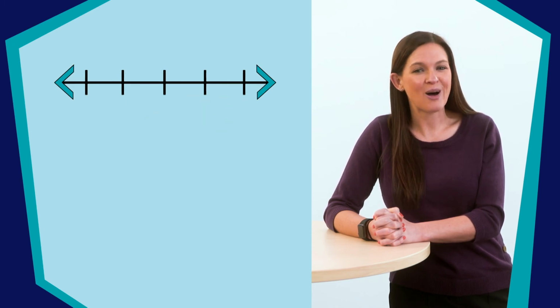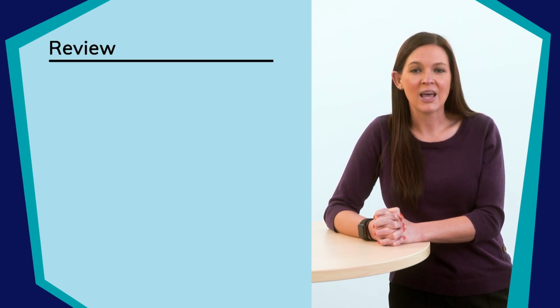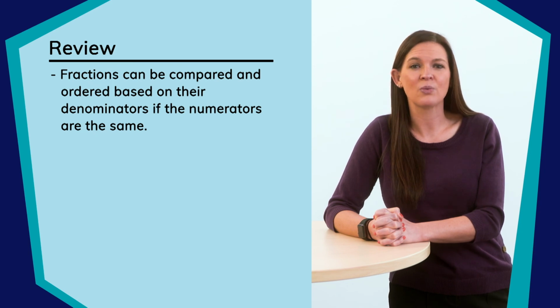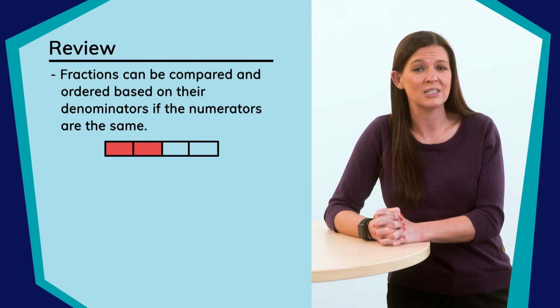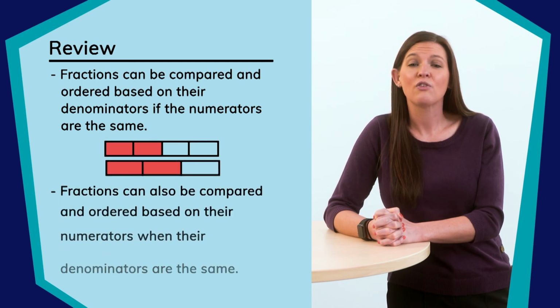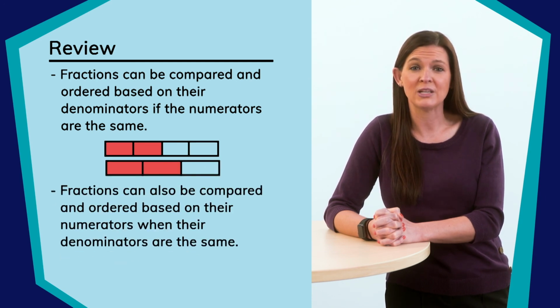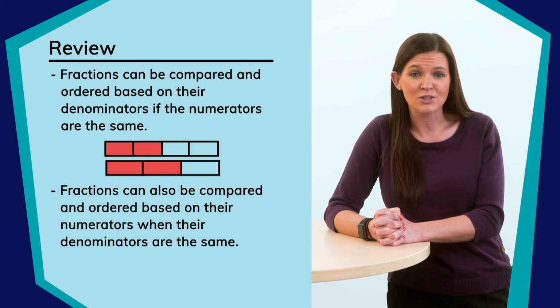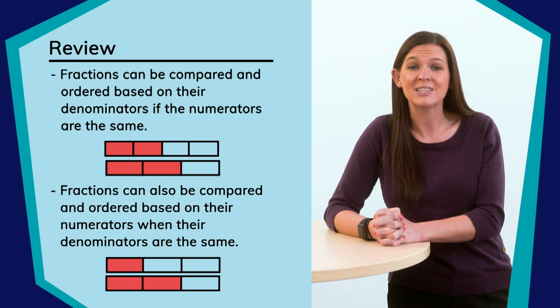Okay, our time is almost up for today, so let's summarize what we have learned. Fractions can be compared and ordered based on their denominators if the numerators are the same, because you are dealing with the same number of pieces and it is the size of the pieces that determines which is least and which is greatest. Fractions can also be compared and ordered based on their numerators when their denominators are the same, because when the denominators are the same, the pieces are all the same size. And so the number of pieces determines which is greatest and which is least.